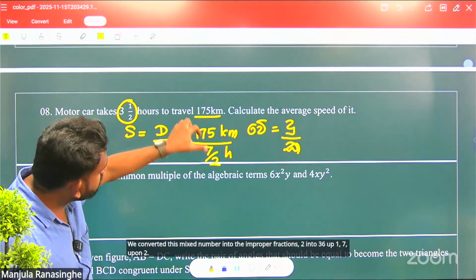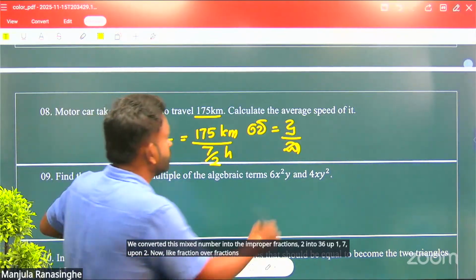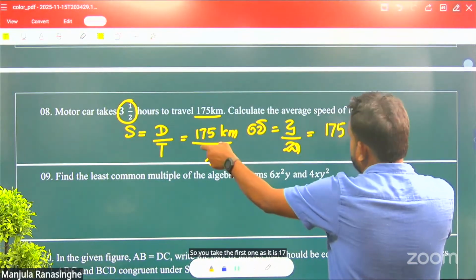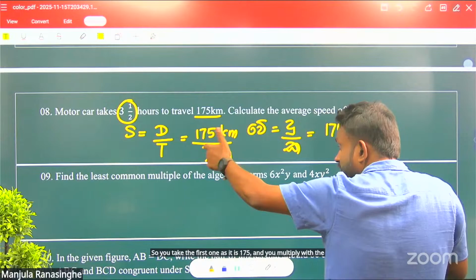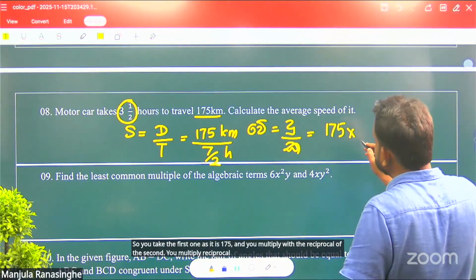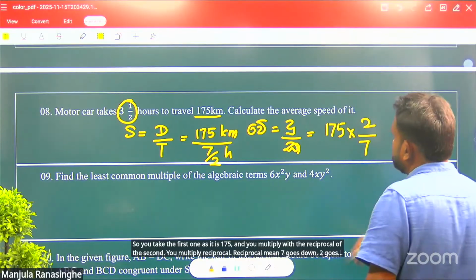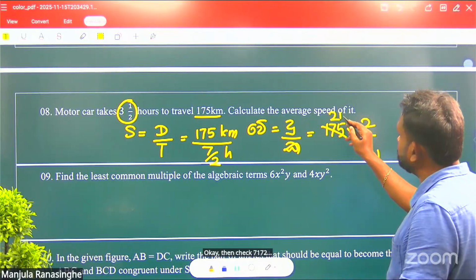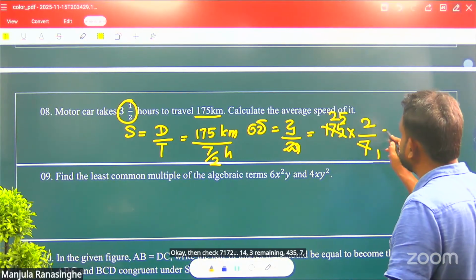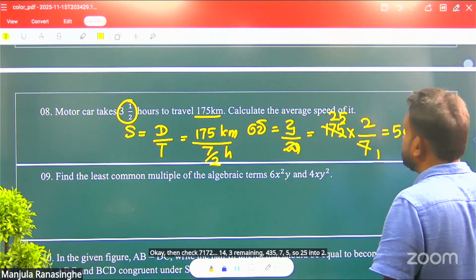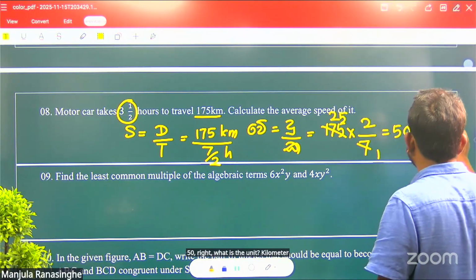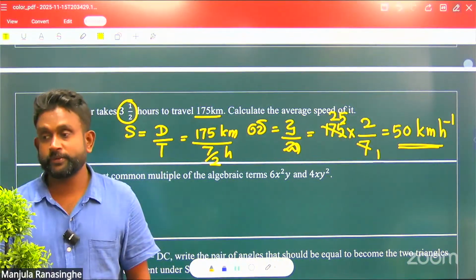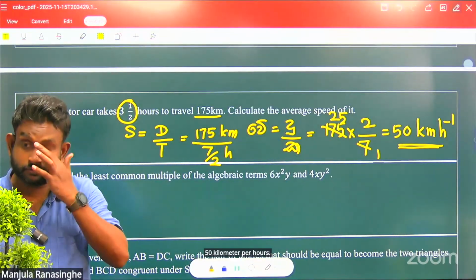Now, for a fraction over a fraction, what is the rule? You take the first one as it is, 175, and multiply with the reciprocal of the second. Reciprocal means 7 goes down, 2 goes up. Then check: 7 1s are 7, 7 2s are 14, 3 remaining, 4 35, 7 5s. So 25 into 2 is 50. What is the unit? Kilometer per hour, hour goes to the top with minus 1. 50 kilometers per hour. Hands up those who got the answer.